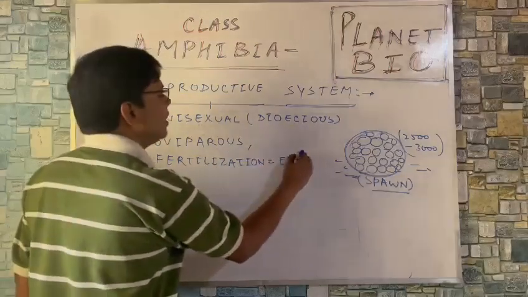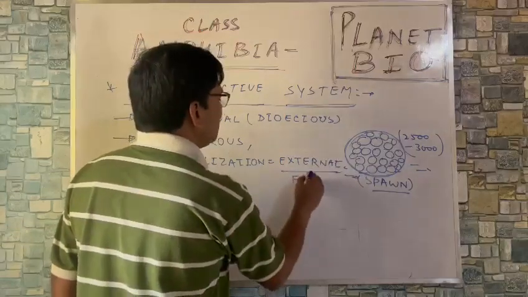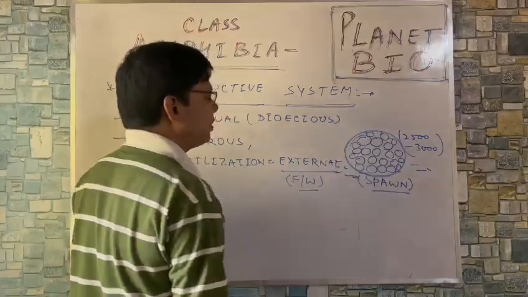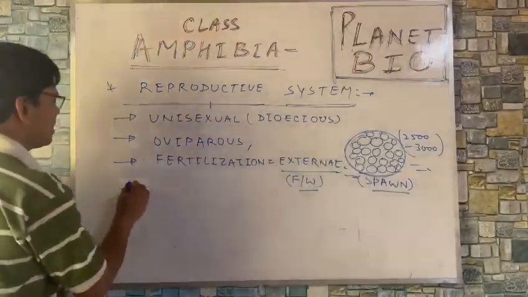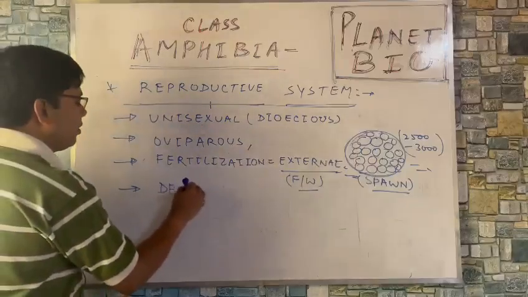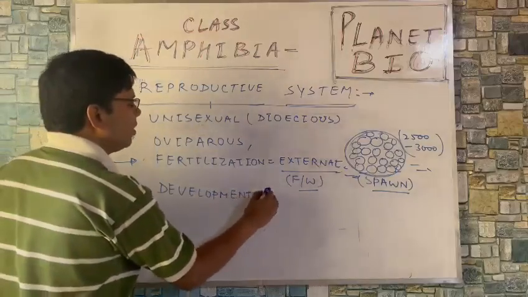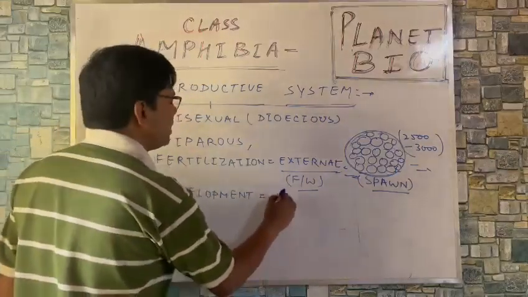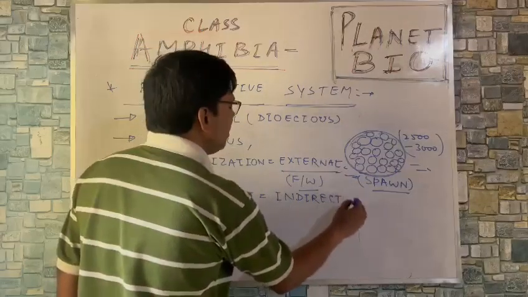And that is in fresh water, river or pond. As you know, no marine water form is there, so far as amphibia is concerned. And the process of development, you can see, the process of development is indirect. That means it has larva.